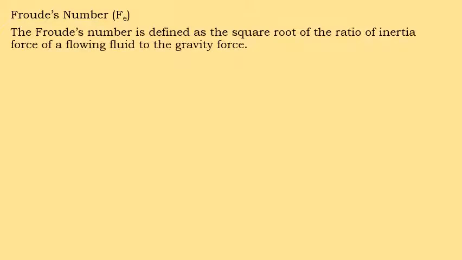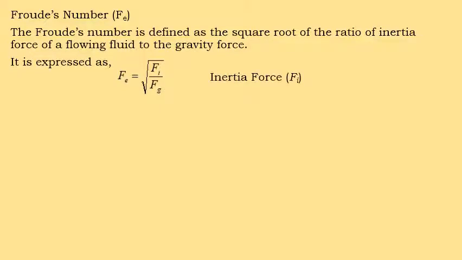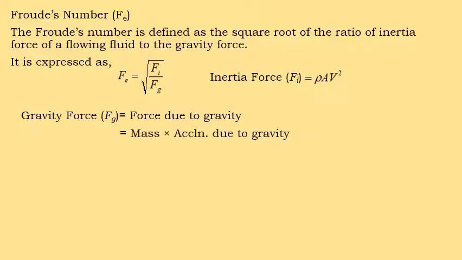Next dimensionless number is Froude's number, denoted by Fr. It is defined as the square root of the ratio of inertial force of a flowing fluid to the gravity force. It is expressed as Froude's number Fr equals square root of Fi by Fg. The inertial force Fi, we already derived, is given by rho A V square. Now Fg is the force due to gravity.